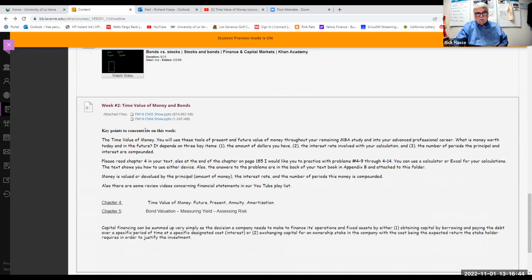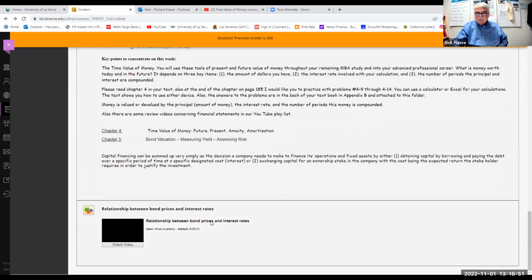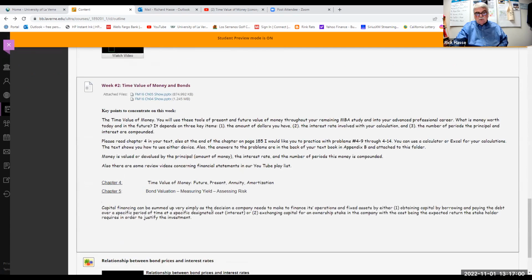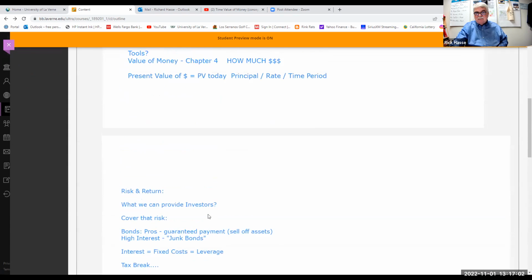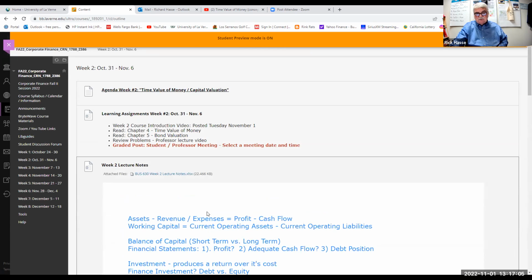The chapter 4 and 5 PowerPoint explains time value of money and bonds. Again, some of this might be a review for you, a lot of it that you've already studied in other finance or accounting classes. But it's very important for us to understand the time value of money and also the definitions of stocks and bonds. Speaking of the time value of money, let's take a quick look at a video explaining what we mean by the time value of money. Let's see that.